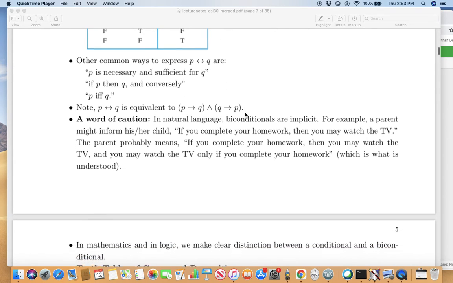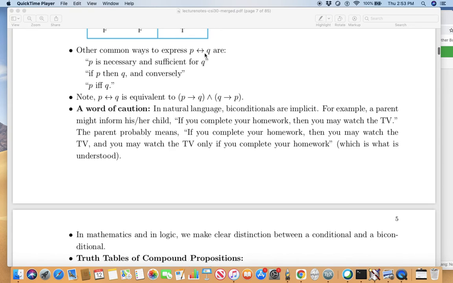All right. Other common ways to express P double implication or bi-implication Q are: P is necessary and sufficient for Q. If P, then Q, and conversely. P if and only if Q, where IFF stands for if and only if. P bi-implication Q is equivalent to P implies Q and Q implies P. So that's what. This is a compound expression, proposition. This is equivalent to this.